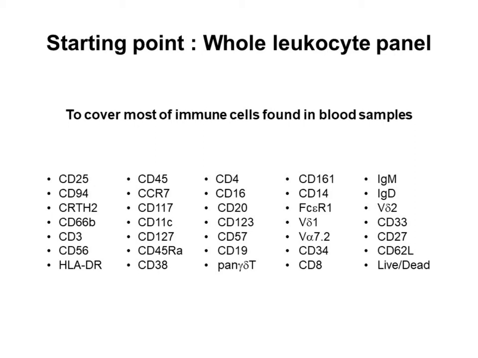because we wanted first to cover most of the immune cells. We have mined data from the lab in the previous months to better understand the distribution and the diversity of immune cells in blood samples. And these are some of the markers we used to assess the leukocytes.